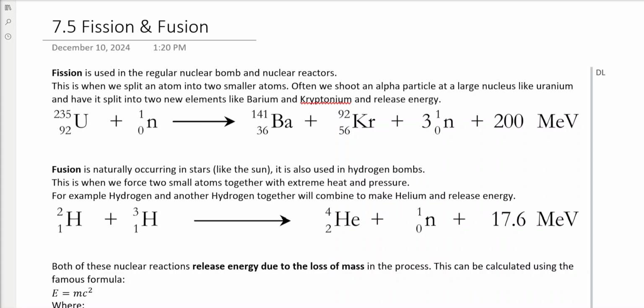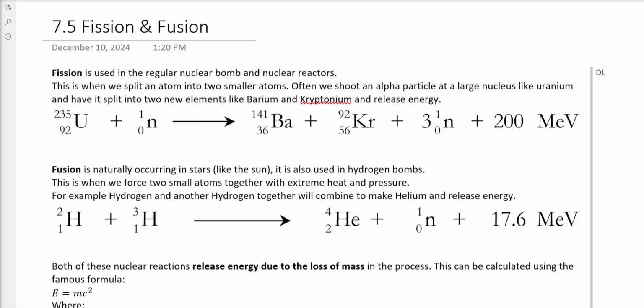So we're talking about fission and fusion. Fission is when we have a nuclear bomb. That's most of what we do is fission: nuclear bombs, nuclear reactors. This is what we know how to do fairly well as humans. This is when we split an atom into two smaller atoms.